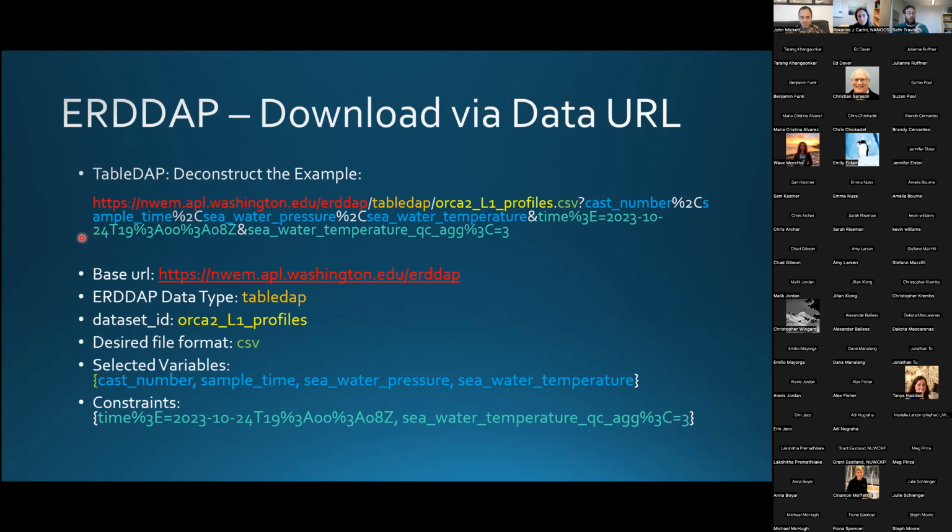I should mention quickly, I didn't show an example here. The ERDDAP format is a little bit different, but it's the same idea of a URL, type dataset ID. I think it's really just how you set the constraints that is different.